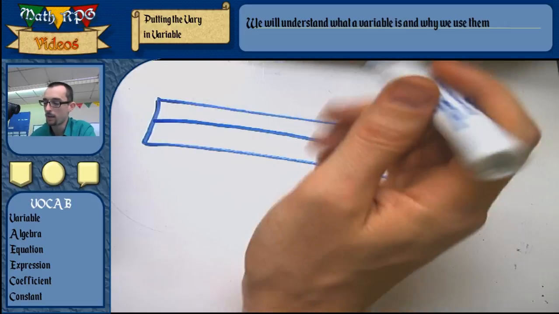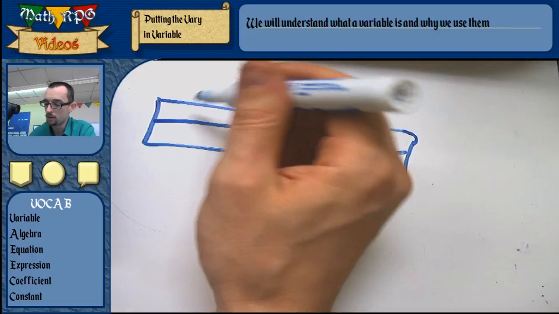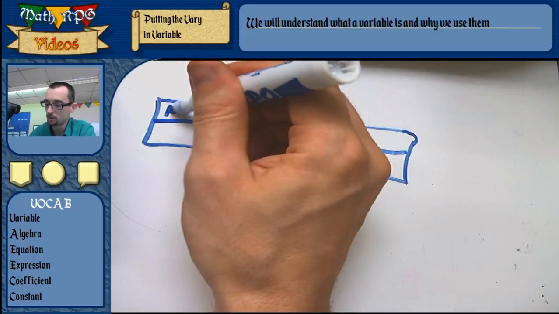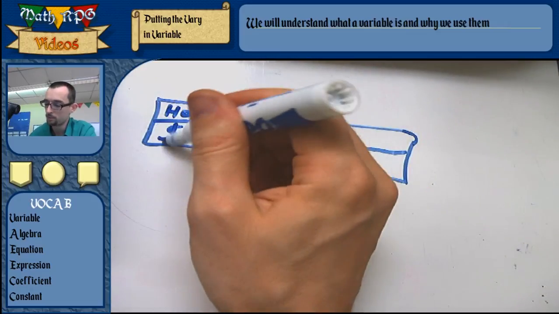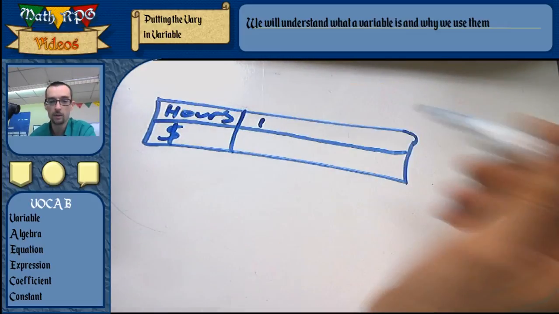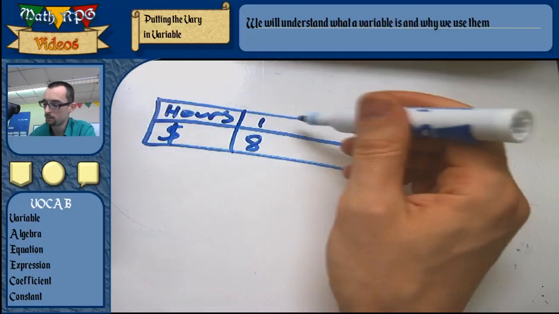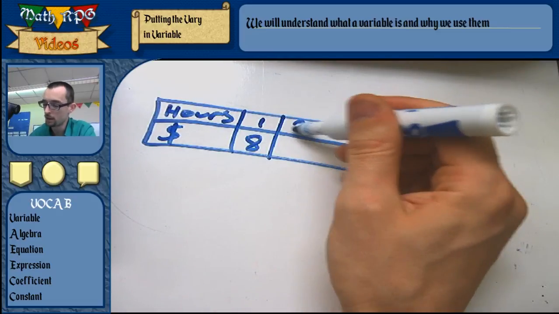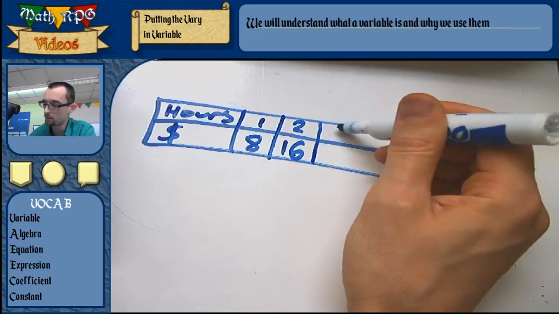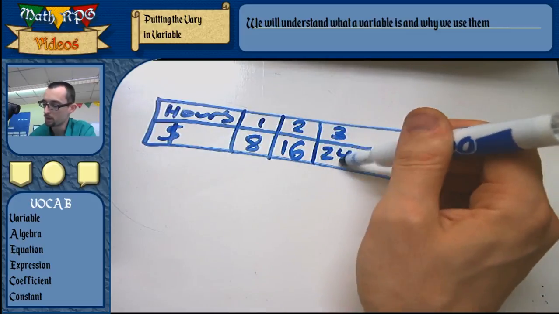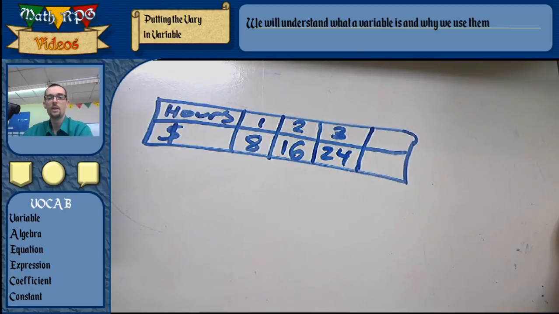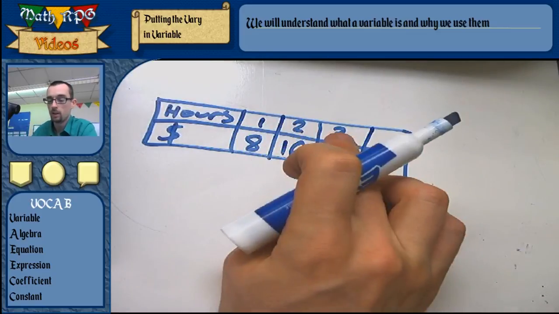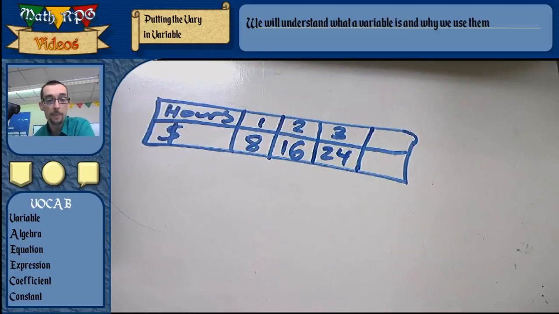So again, let's put the hours she works on top and how much she gets paid on the bottom. So if she works 1 hour, she'll get paid $8. If she works 2 hours, she'll get paid $16. If she works 3 hours, she'll get paid $24. And if she works, well, we'll stop right there. So every hour she makes $8. You can see my hours are going up by one, my money is going up by $8 every time.